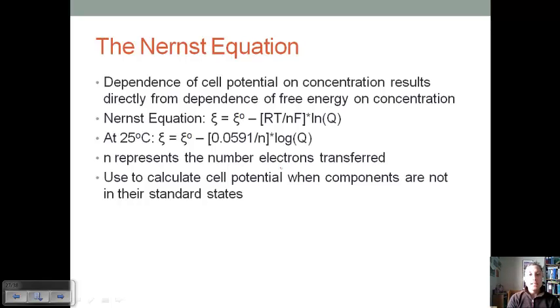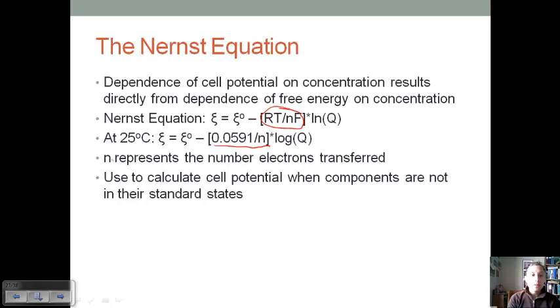Well, if we take R and T and F, which are basically all constants, or if we assume that we're at 25 Celsius, so then temperature does become a constant, then we can come up with just a term for this instead of all these variables. And so at 25 Celsius, which would be room temperature, most of our galvanic cells would be at this condition, then the cell potential is equal to the standard potential minus 0.0591 over N, that's just the result of all of these, times log of Q.